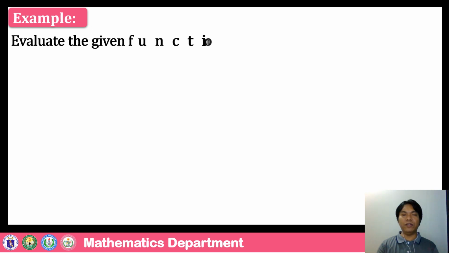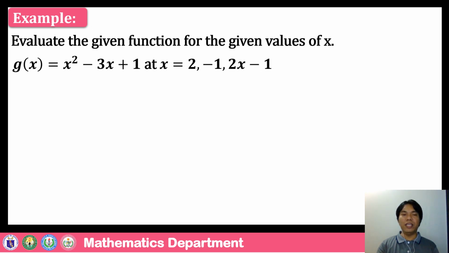Ngayon naman ay titingnan natin kung paano pa tayo mag-i-evaluate ng ibang polynomial functions. So sa example na ito, i-evaluate natin ang isang function g of x is equal to x squared minus 3x plus 1. So sa function na ito, meron tayong tatlong terms at sa tatlong terms na ito, ang pinakamataas na degree ay positive 2. So since ang pinakamataas na degree natin ay positive 2, nangangahulugan ang function na ito ay isang quadratic function. At para ma-evaluate natin ito at x equals 2, x equals negative 1, x equals 2x minus 1, susundan lang natin ang proseso na ating ginawa sa ating nakaraang example.